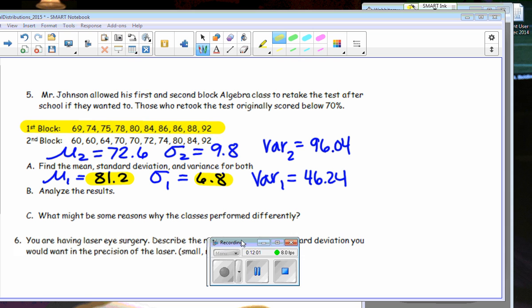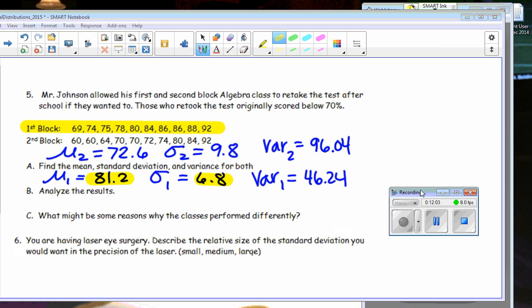All right, let's look at question 6 because I didn't assign it, and I want you to read it. I'm going to pause the recording for a minute while I put attendance in, and I want you to read it and maybe come up with an answer. What do you think? You're having laser eye surgery. Do you want the standard deviation to be small, medium, or large? Tell me what you think and why, and write your answer down. What do you guys think? You want it to be small or large or medium?